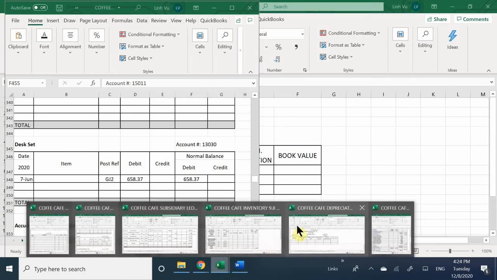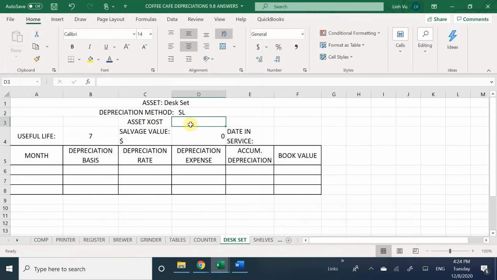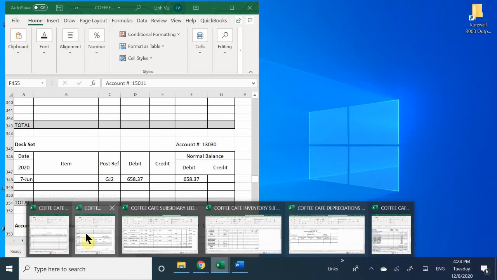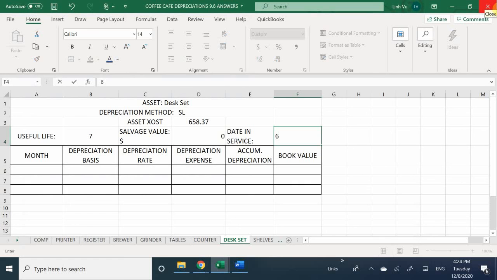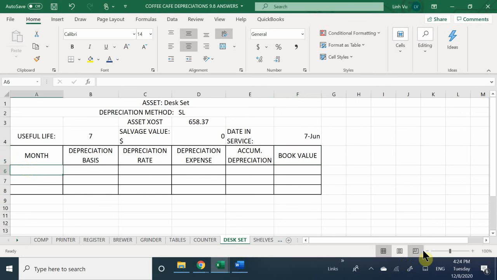65837. Okay, and of course, the day that we placed it into service is going to be June 7th. The desk set is going to be automatically in use because you need to turn on your computer and set your table up. So, yes, it's going to automatically be in use.